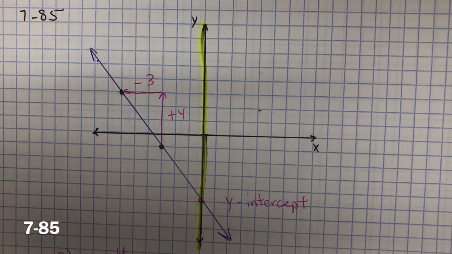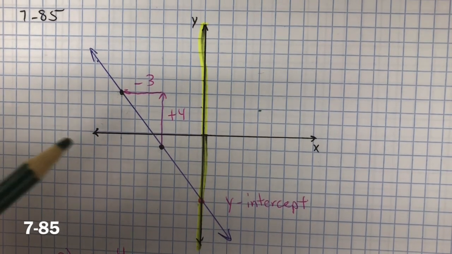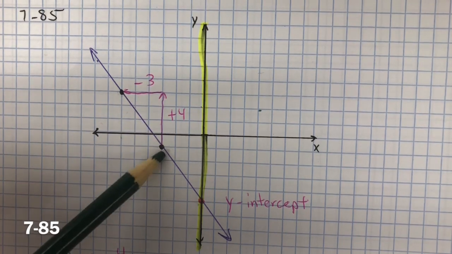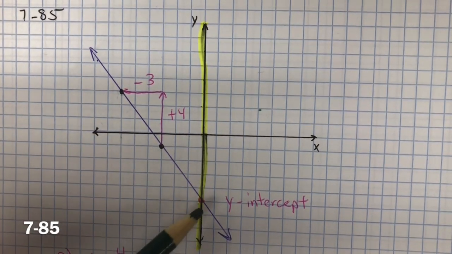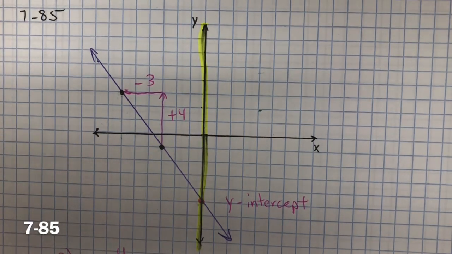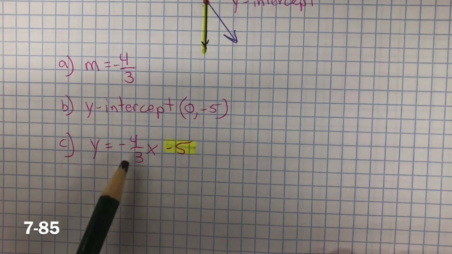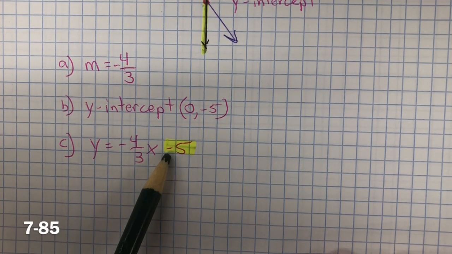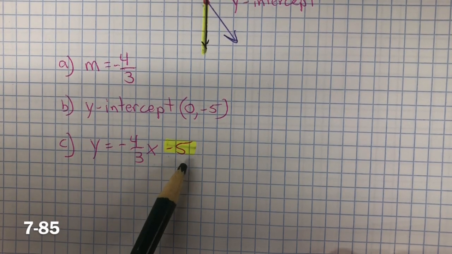In part C, you need to find the equation of the line. Well, the equation of the line is in y equals mx plus b form. The m is the slope, -4/3, plus the y-intercept, which is -5. So the slope of the line, -4/3 x, and the y-intercept, -5. So y equals -4/3 x minus 5.